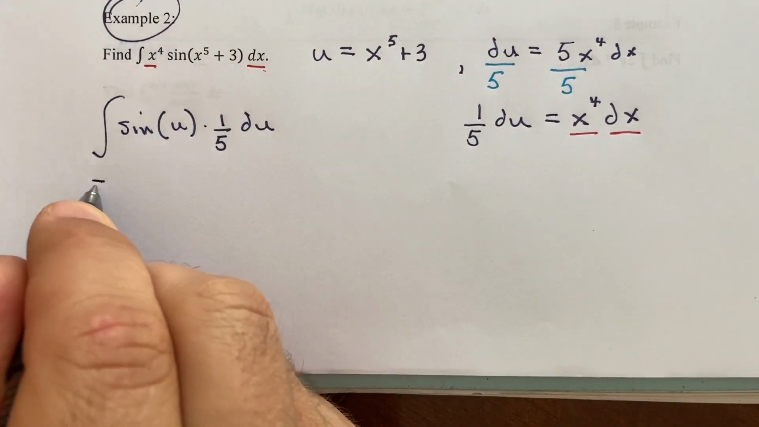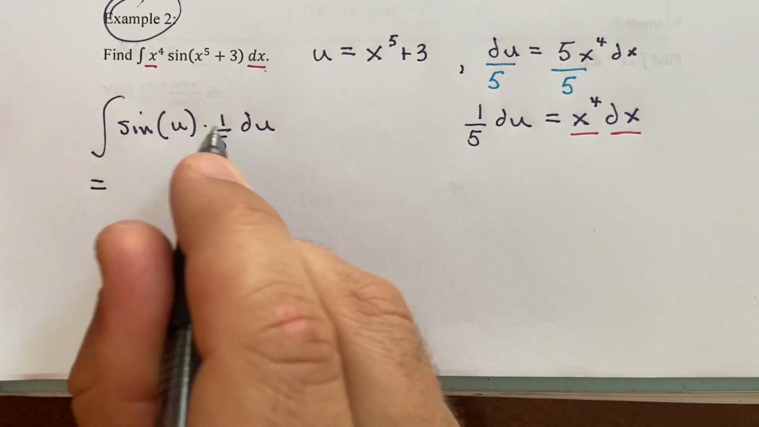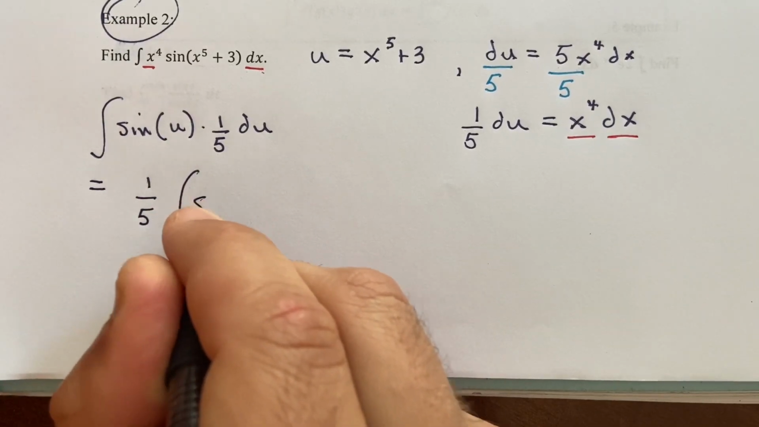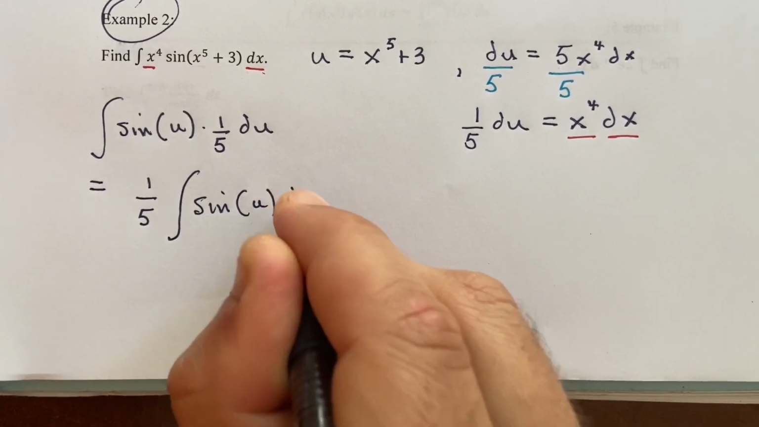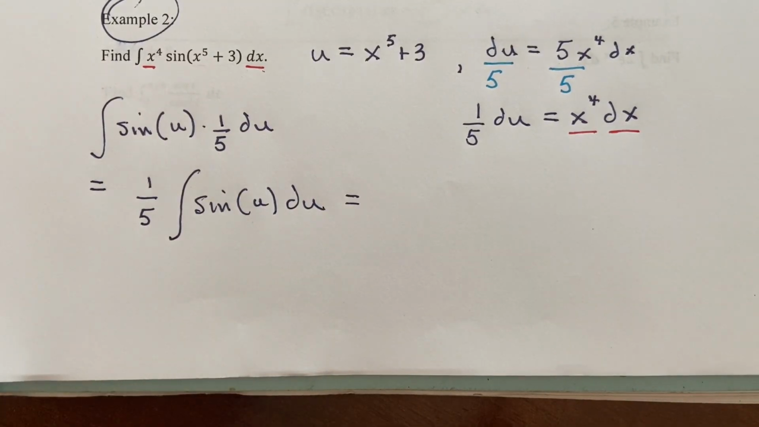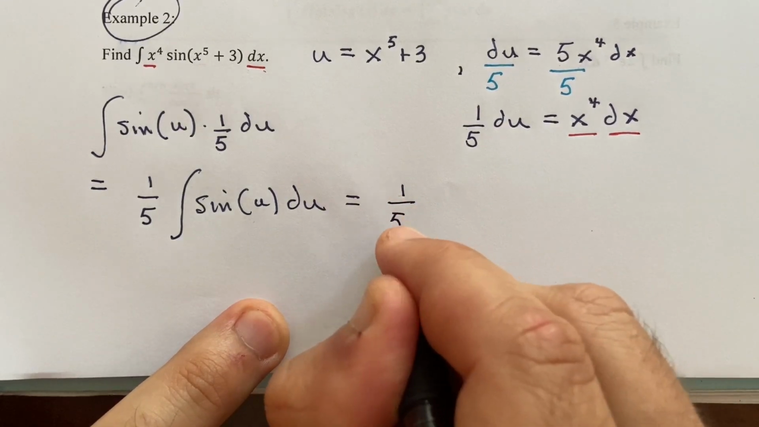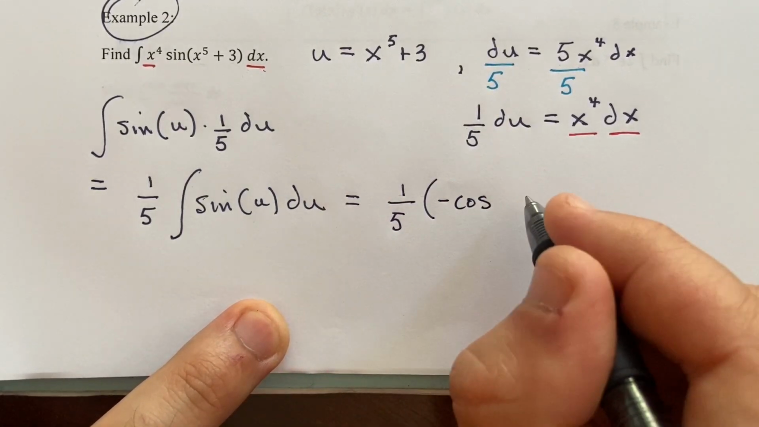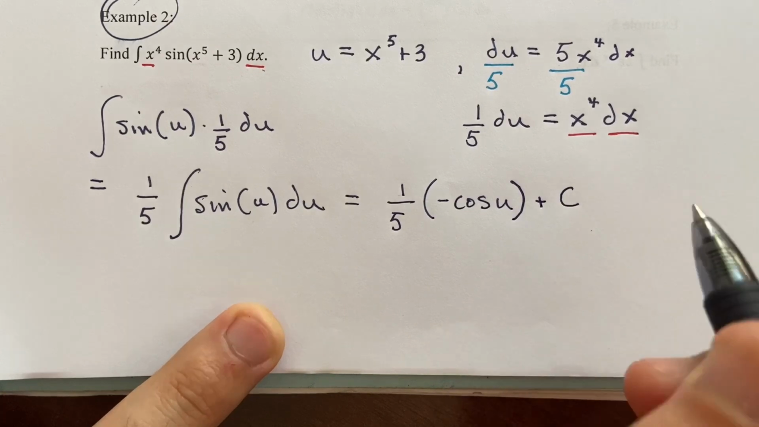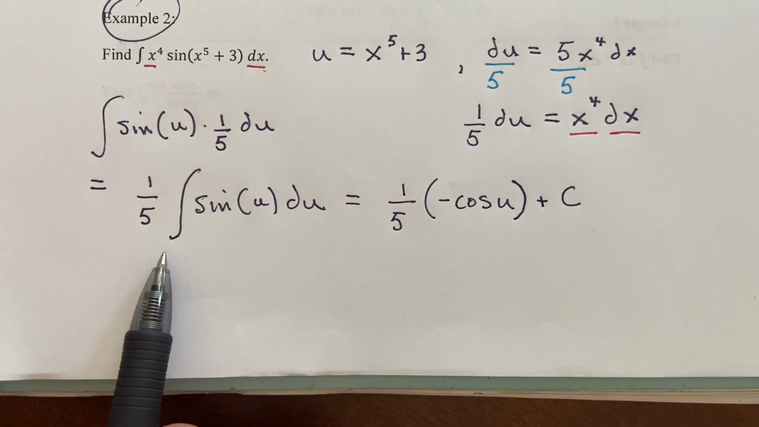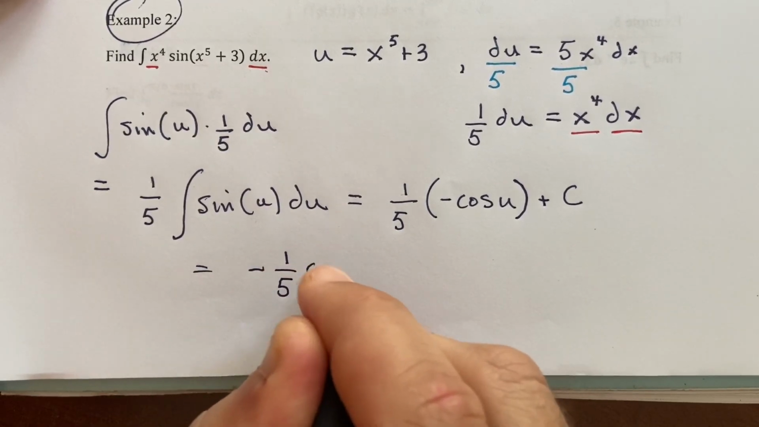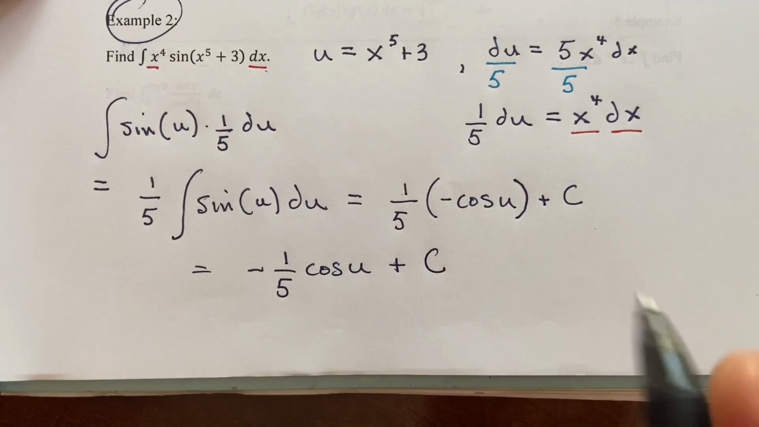So one of our properties of integrals is you can pull out any constant factors. So I can say 1/5 and then just sine of u du. Antiderivative of sine is negative cosine. So this would be 1/5 of negative cosine of u plus c, since this again is an indefinite integral. So this would be negative 1/5 cosine of u plus c.